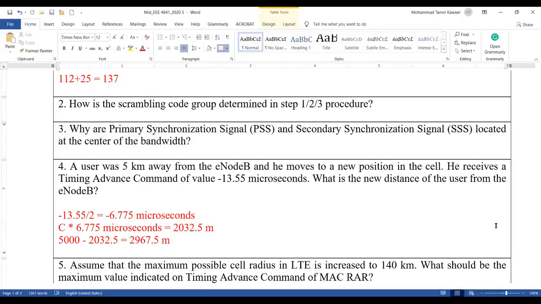It is easily scalable. So if you start with 1.4, you set it there. If you now scale, increasing your bandwidth on both sides, got it? So it is always at the center.